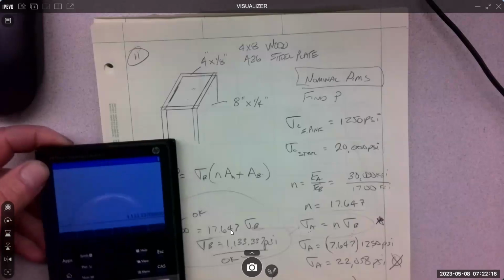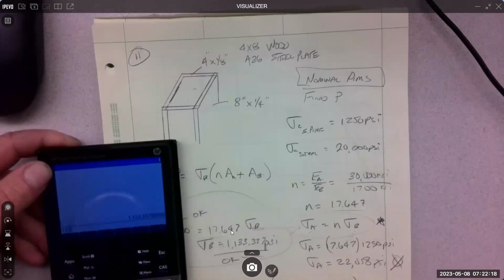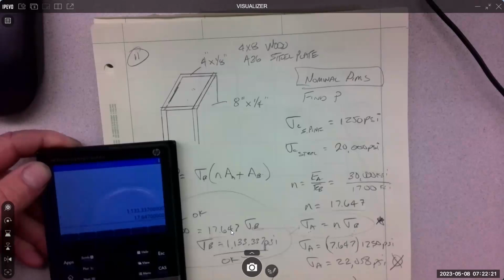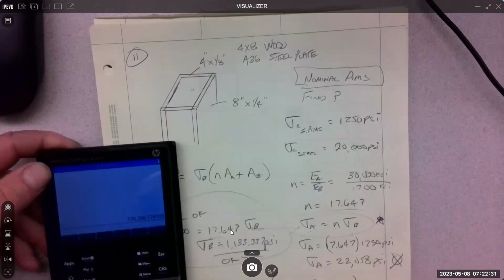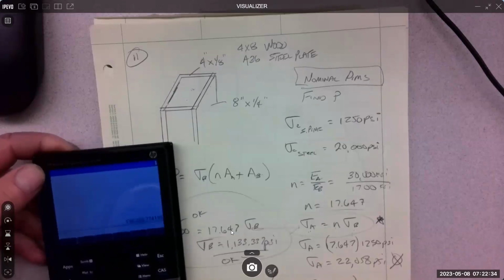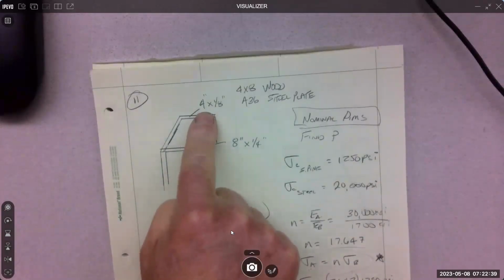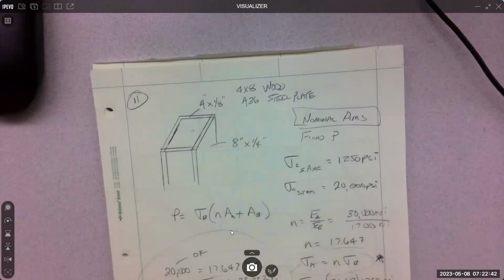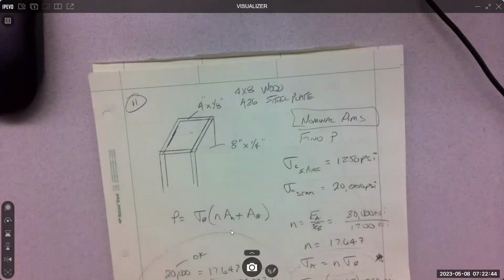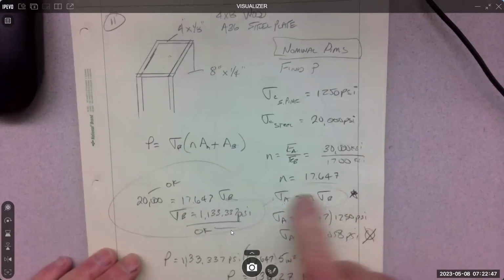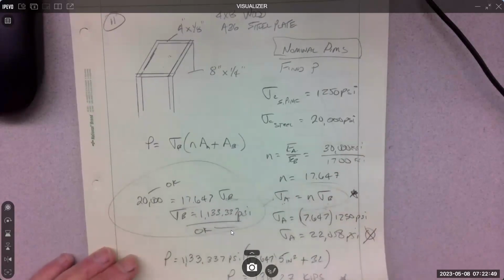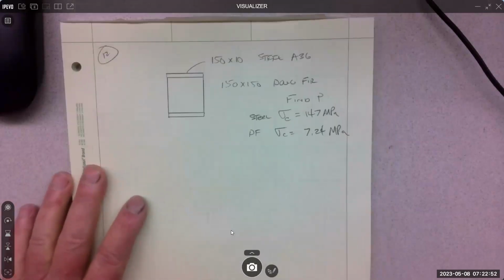I'm just running it again to make sure I get their number. Yep. 136.27 kips, same as book. All right. It would help if I would copy down the problem correctly. That is a 4, not an 8. All right, that's good. At least we cleared that up. And I think this is something that absolutely needed to be cleared up. All right, let's do the second one.